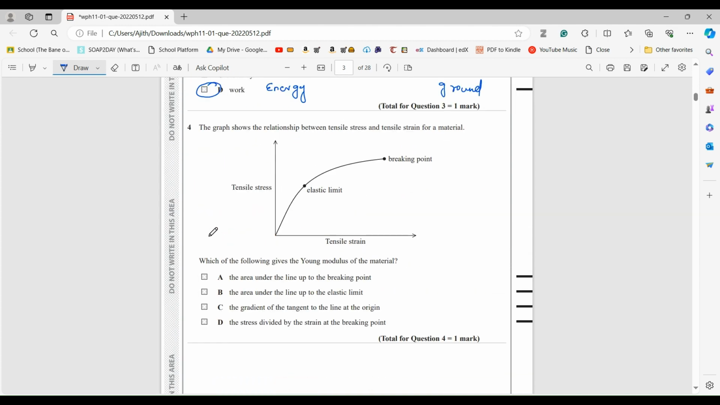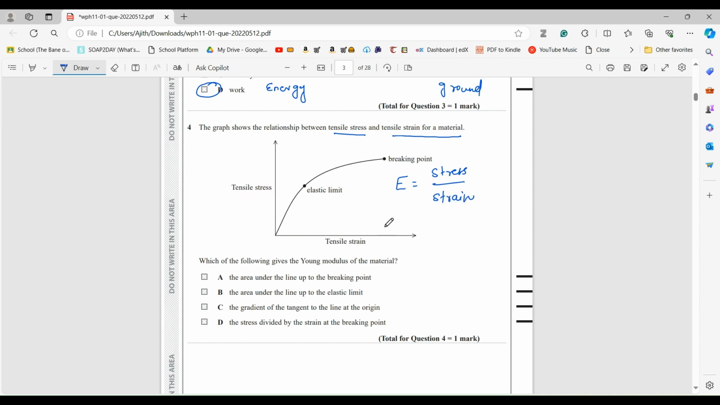For question 4, the graph shows the relationship between tensile stress and tensile strain for a material. Which of the following gives the Young's modulus of the material? The formula for Young's modulus is stress over strain.